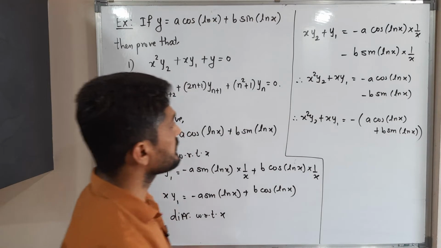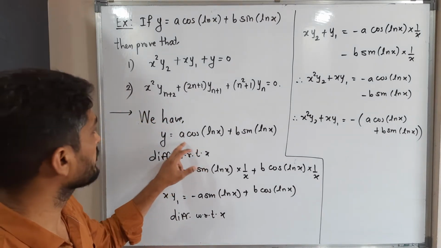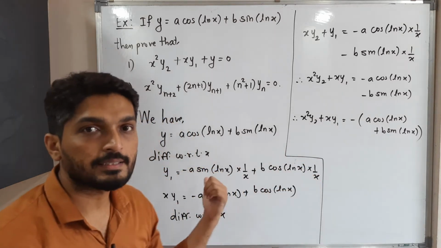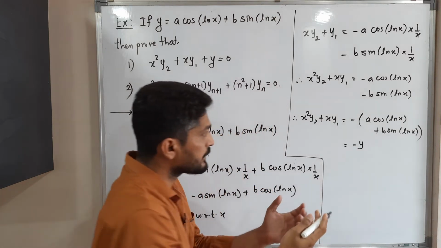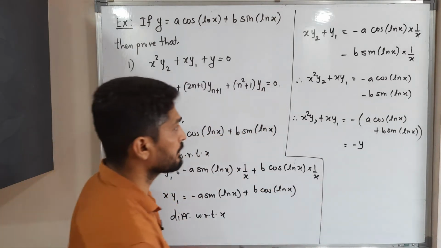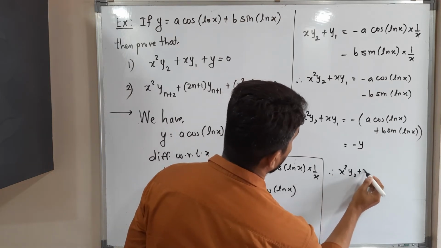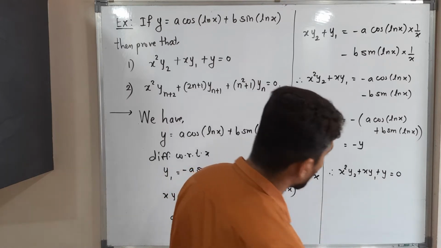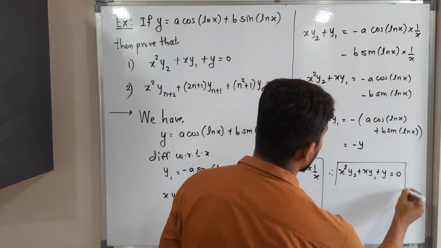But a cos log x plus b sin log x, we have seen it somewhere. Yes, this is nothing but our y. So this bracket can be replaced by y, since this is the value of y. So this is equal to minus y. Let us shift this y to the left hand side. So therefore x square y2 plus x y1 plus y is equal to 0. I think that is the same thing we want. Yes, we got it. So the first part is proved now.